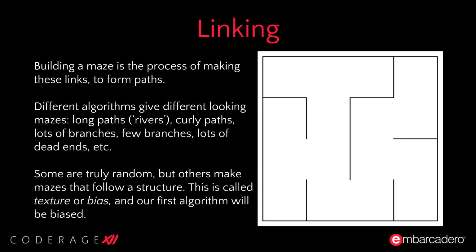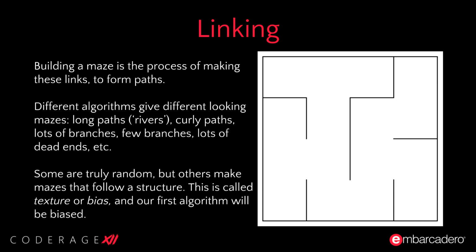Building a maze is the process of making these links to form paths, and different algorithms will form these links in different ways and give different looking results. There's some interesting terminology here, like rivers, which is where you have really long paths. You'll also get different shapes or textures: mazes with curly paths, with lots of branches, with few branches, with lots of dead ends, with very few dead ends, and so forth. Some algorithms are truly random, but others make mazes that follow a structure that you can see on screen.